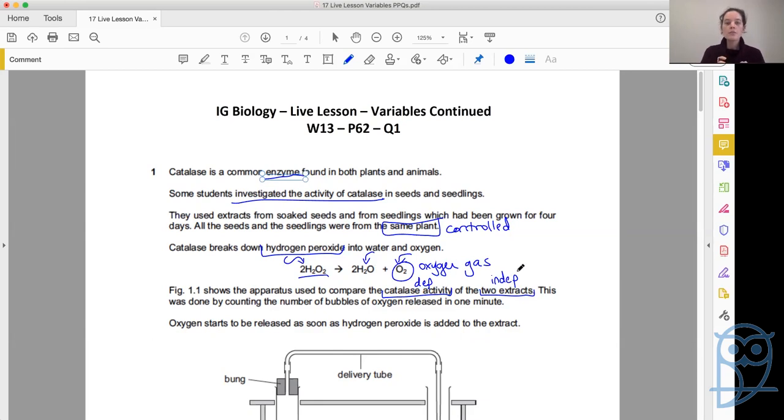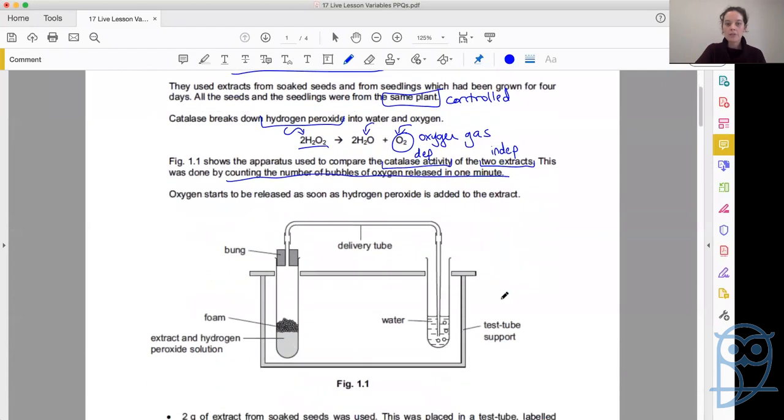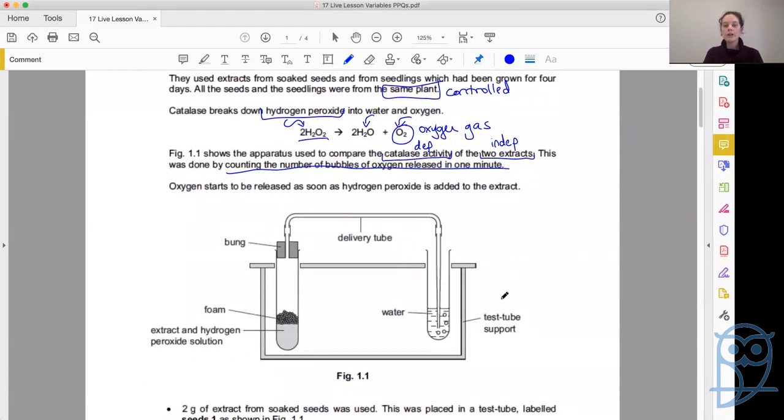Okay, so this was done by counting the number of bubbles of oxygen released in 1 minute. Okay, counting, measuring. So that is how we are measuring our dependent variable. Oxygen starts to be released as soon as hydrogen peroxide is added to the extract. Now, they say as soon as, and it is crazy fast. It is literally as soon as they touch, it's immediate and it goes whoosh, and that oxygen is produced. Okay, so as soon as, they are not joking.